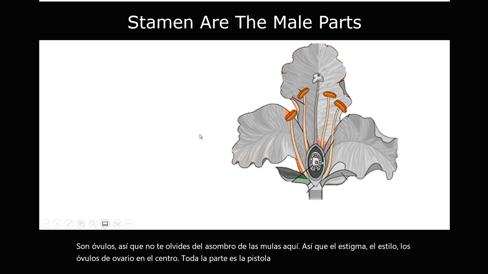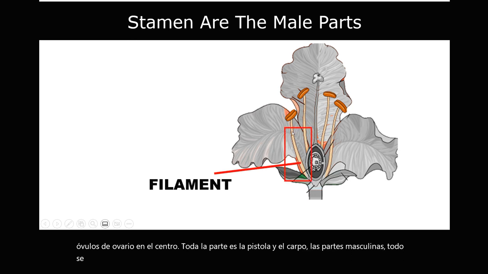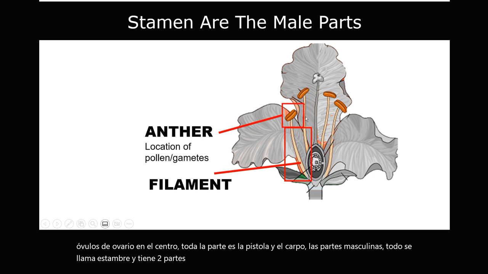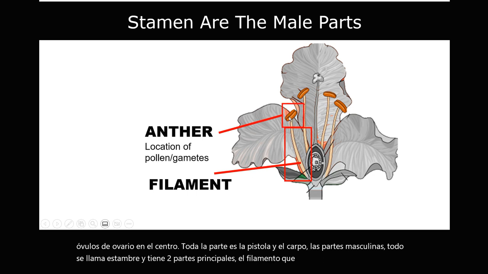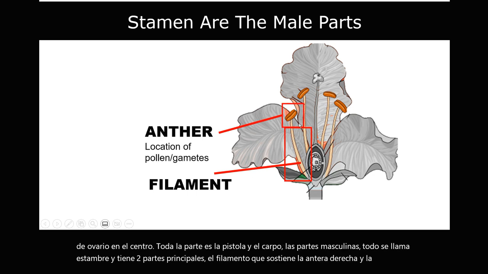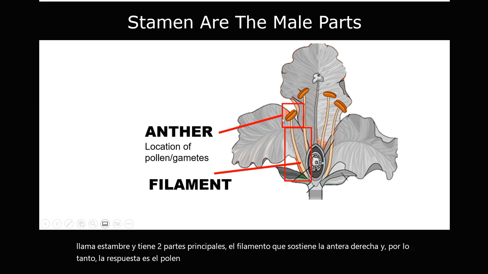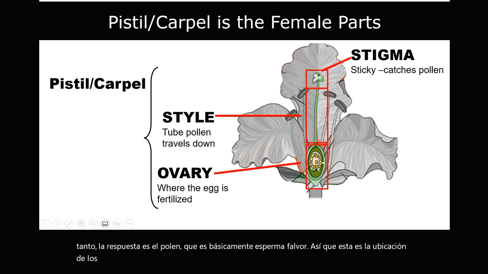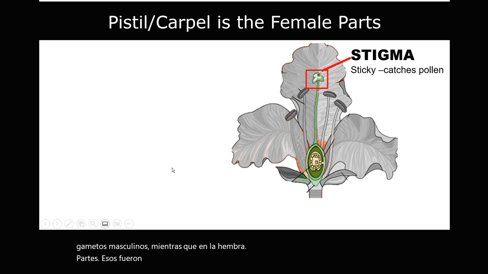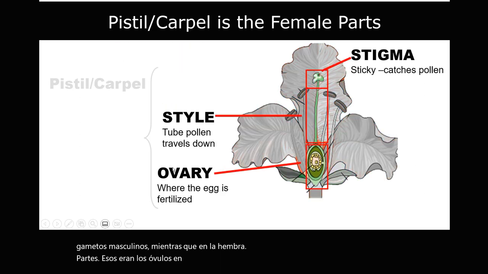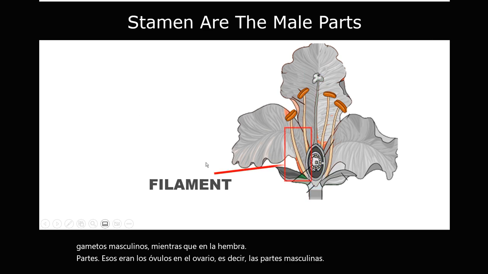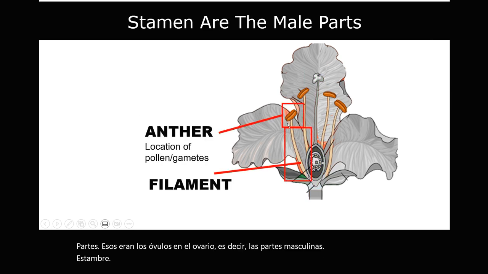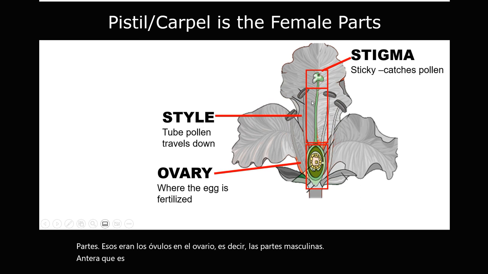The male parts. The entire thing is called the stamen, and it's got 2 main parts, the filament, which is holding up the anther, right? And so the anther is the pollen, which is basically fancy sperm. So this is the location of the male gametes, whereas in the female parts, that was the ovules in the ovary. So male parts: stamen, anther, which is where the pollen is, and filament. And female parts: stigma, style, ovary, and then ovules.